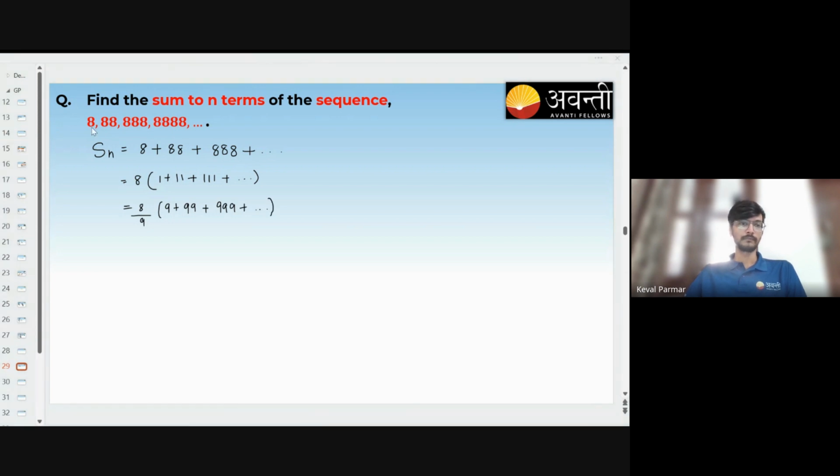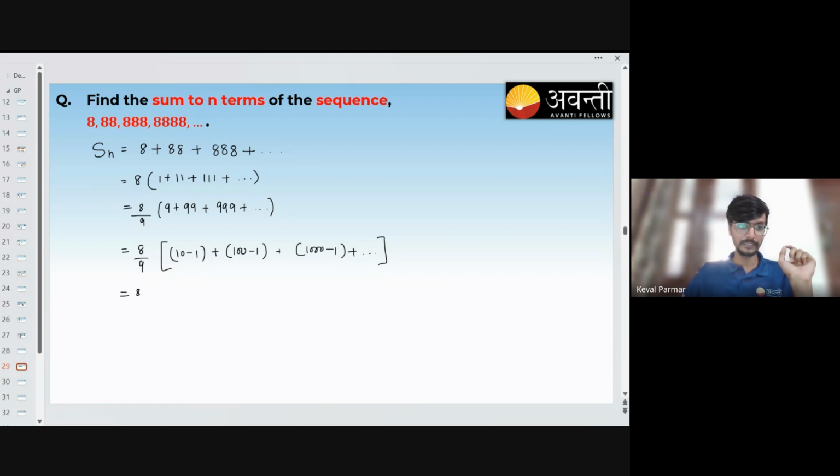Correct? इसके बाद we form a GP. How do we form a GP? We write 9 को क्या लिख सकता हूं मैं? 10 minus 1. Similarly 99 को 100 minus 1, 999 को 1000 minus 1 and so on. So if I separate the first and the second term, I'll get, एक तो क्या मिलेगा? 10 plus 100 plus 1000 plus dot dot dot. Minus common ले लिया, क्या बचेगा? 1 plus 1 plus 1 plus dot dot dot.